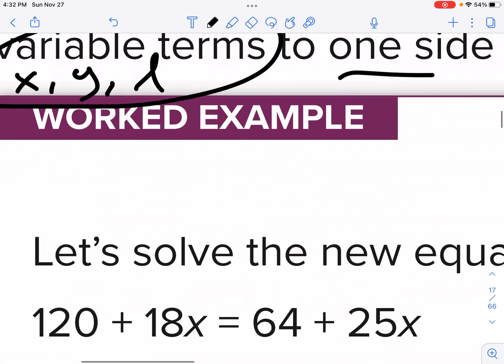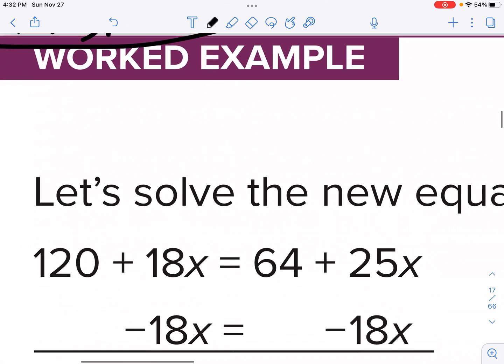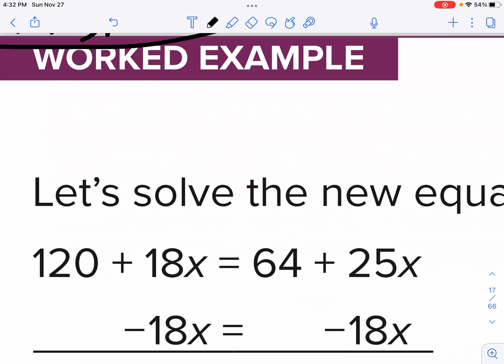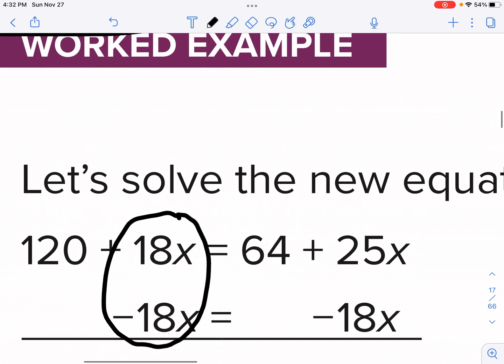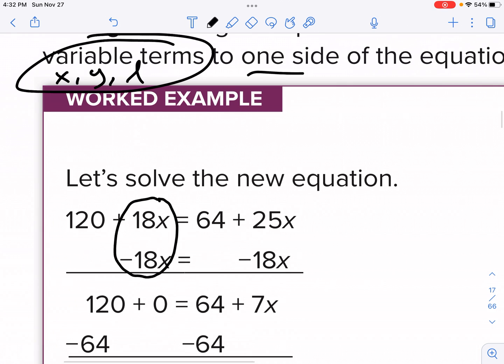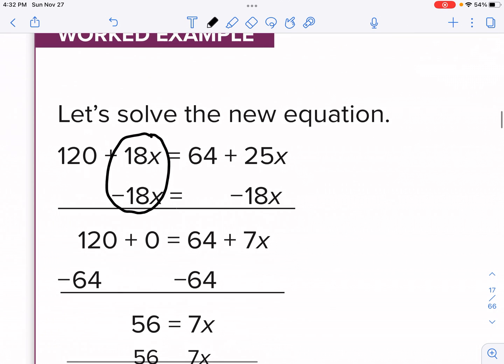But what did they decide to do? They decided to subtract 18x. We're adding 18x here. They used inverse operations to get rid of this 18x on the left side. So they decided to move the variables onto the right. They decided to have variables on the right and constants on the left.